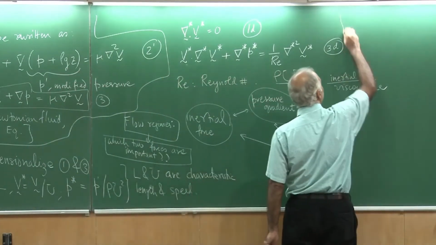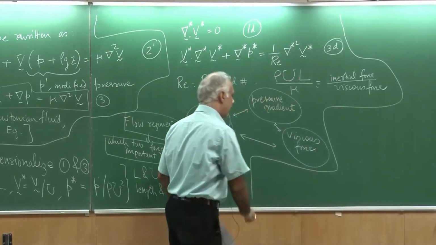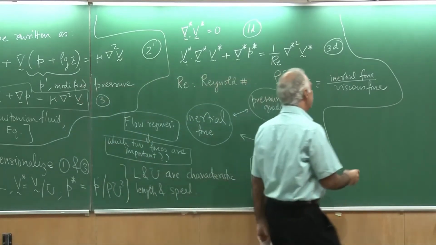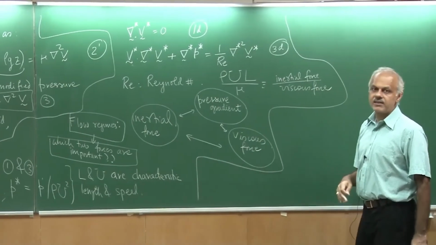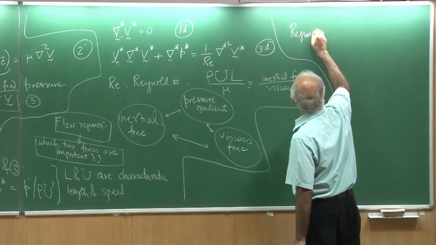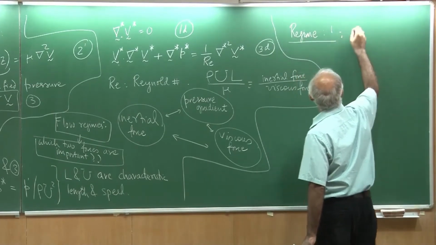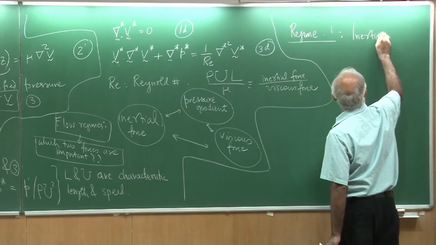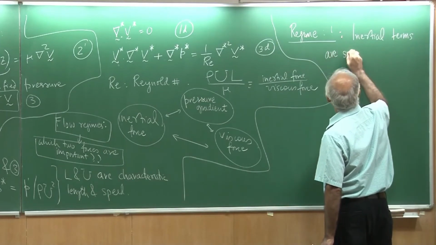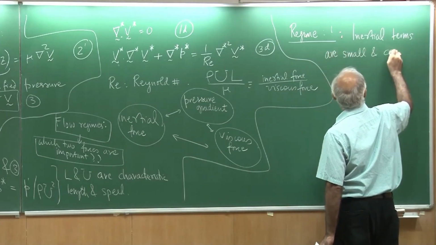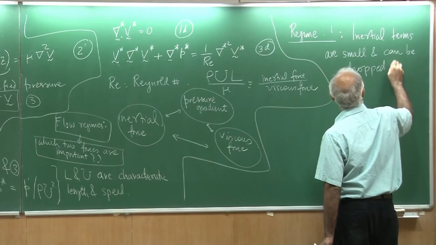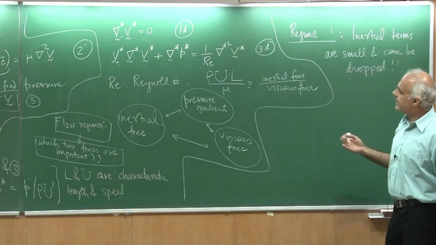So, from that point of view, let us talk about the first flow regime where I will say that the inertial terms are small. Okay, so let us talk about regime 1 where inertial terms are small and can be dropped. So, when can that happen?